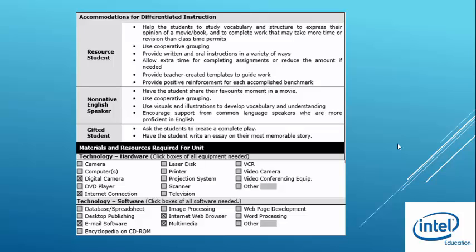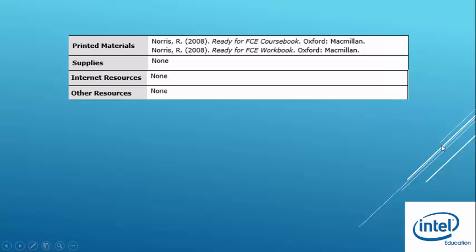need for the unit. For example, the technology, because the unit contains some parts where the students have to create a story, so the students have to have an internet connection to find some ideas, and also they have to have email to exchange emails between group members, and also know how to use multimedia to create a blog, and also an internet web browser for posting. And in the end are the sources that I used in my unit plan.